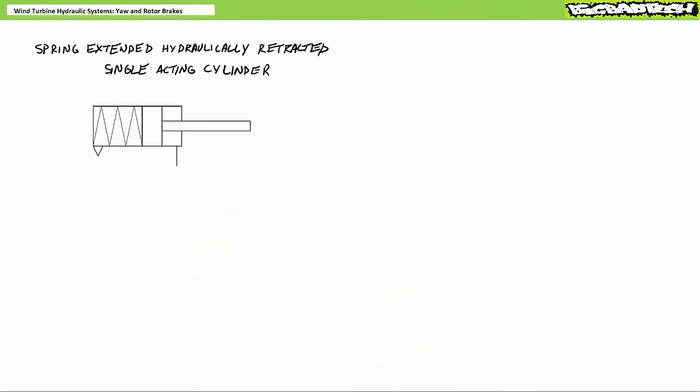There are two types of single-acting cylinders, and you must be able to differentiate between the two because they behave fundamentally different from each other and can have catastrophic consequences if you mix them up.